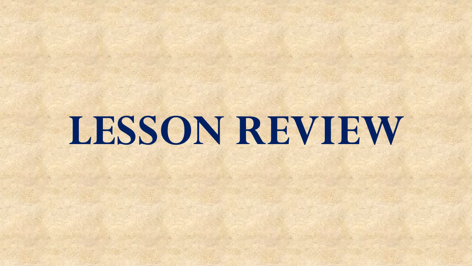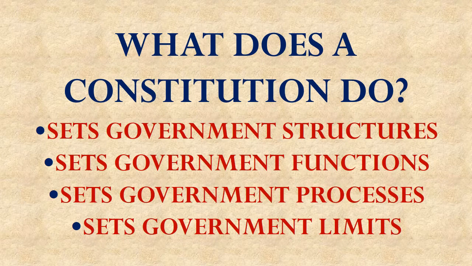Okay, so now let's review what we learned about constitutionalism in this lesson. Let's begin with the question, what does a constitution do? Does it set government structures? Does it set government functions? Does it set government processes? Or does it set government limits? Well, that's a trick question because it does all four of those. Those are the four things that a constitution does.